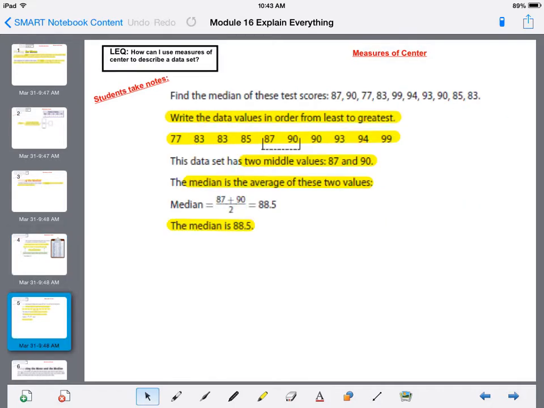Now what happens when we write the data values in order from least to greatest and we have two middle values left? So we cross out little guy, big guy, little guy, big guy, little guy, big guy, little guy, big guy, and we're left with two numbers. What we do is we find the average of those two values. So you would take 87 plus 90 divided by 2, and the median would be 88.5.